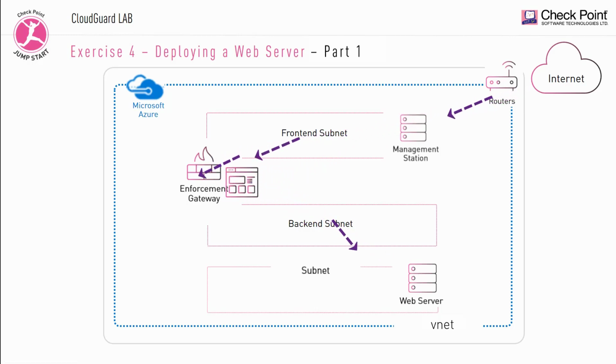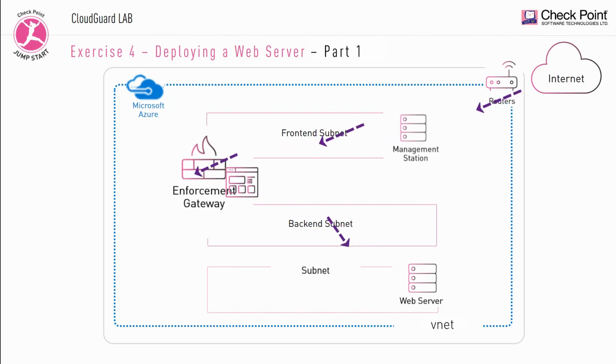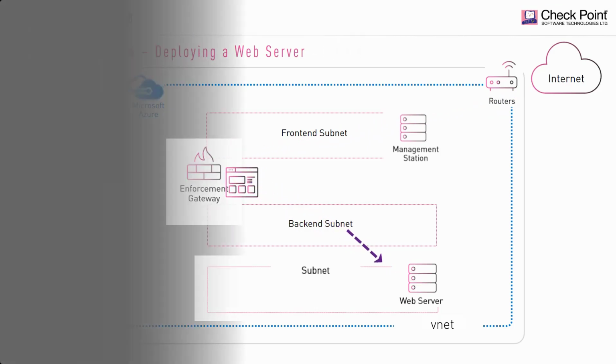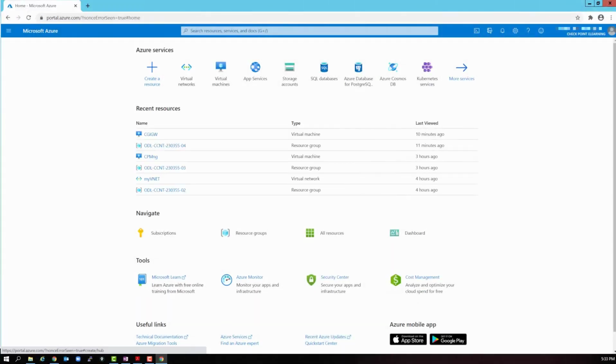Also, we're going to need to configure routes on the virtual network, routes that will forward all traffic to and from the web server to pass through and be inspected by the CloudGuard gateway. Let me show you how to do this. Let's get started. Let's first create the third subnet.